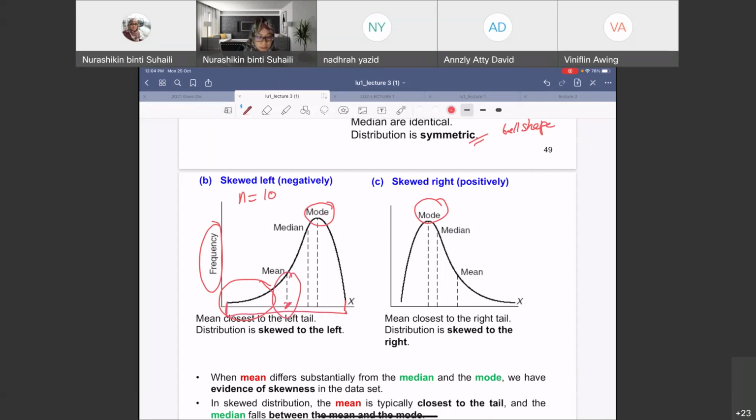So the mean is here, right? And you can see that it is less than the mode value. That is when the distribution is skewed to the left.